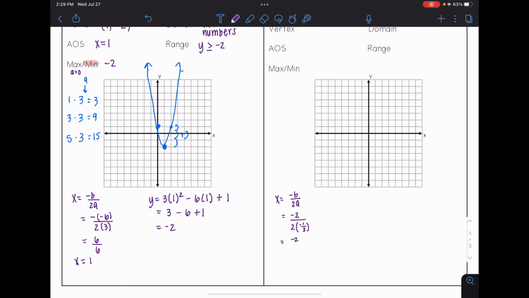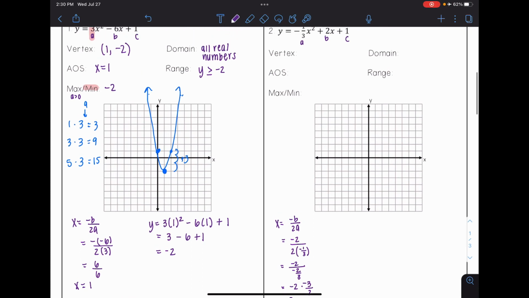So simplifying this out, 2 times -1/3, I get -2/3. So here I have -2 divided by -2/3. When I'm dividing a fraction, I'm really multiplying it by its reciprocal. So it's going to be really -2 times -3/2. And when I multiply those together, I get a +3. So the x-coordinate of my vertex is +3. And so that means my axis of symmetry is x equals 3.